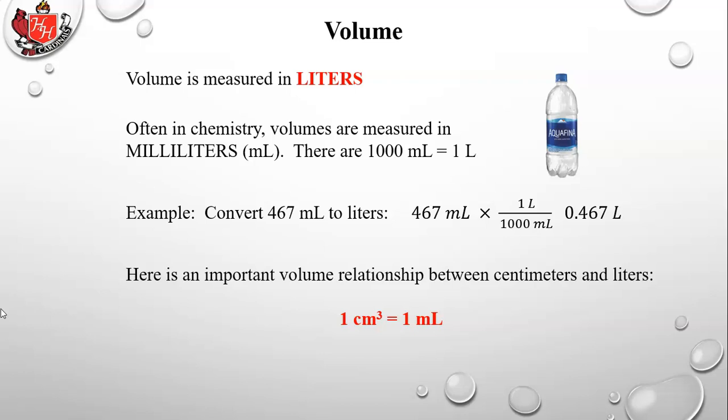So here's an important volume relationship that you'll run across occasionally, and that is centimeters and liters, or really centimeters and milliliters. That 1 cubic centimeter is a little less than a half an inch. So if you take that little less than a half an inch wide by high by deep, make a little cube out of that, that's the equivalent of 1 milliliter. So if you see centimeters cubed, it's the same as a milliliter.